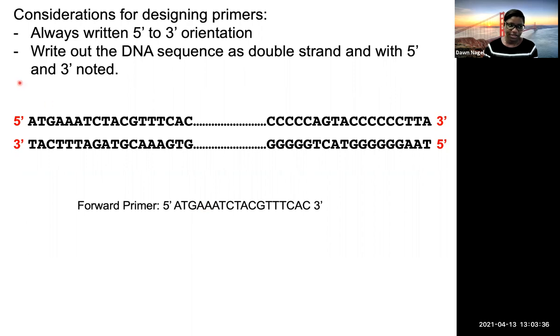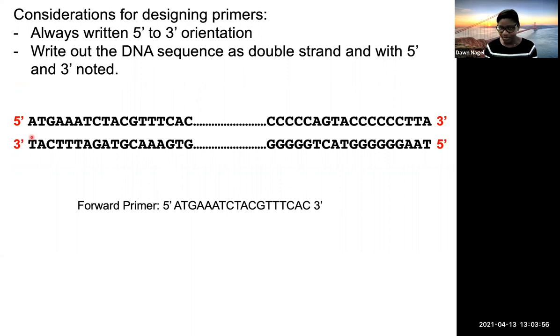So you're starting here. This is what you want to amplify. The primer needs to bind to the bottom strand, right? Because this is 5', this is 3'. It can only bind here, to this bottom strand, because the bases have to be complementary. So this A has to match with this T.